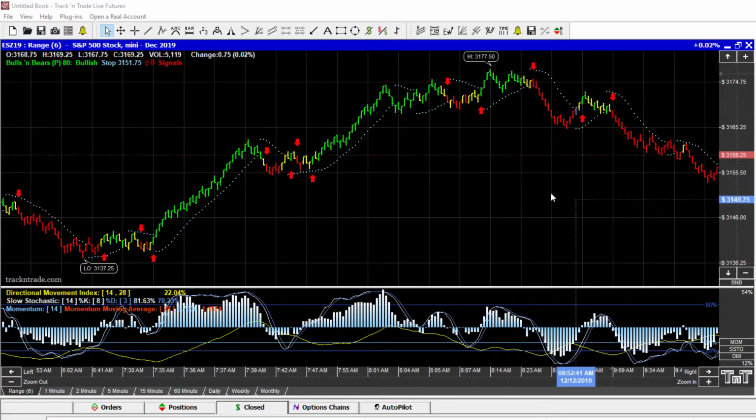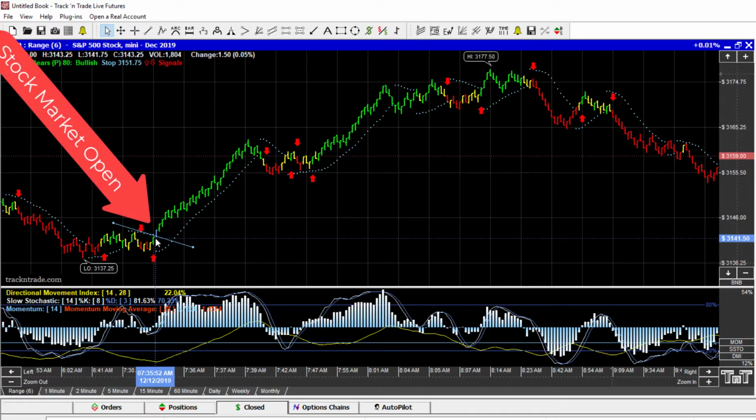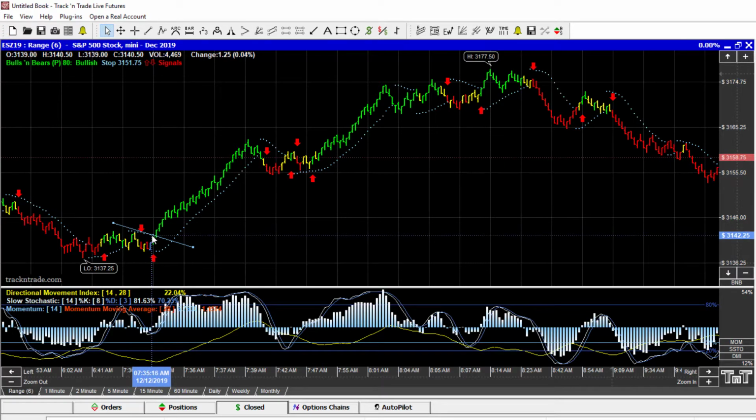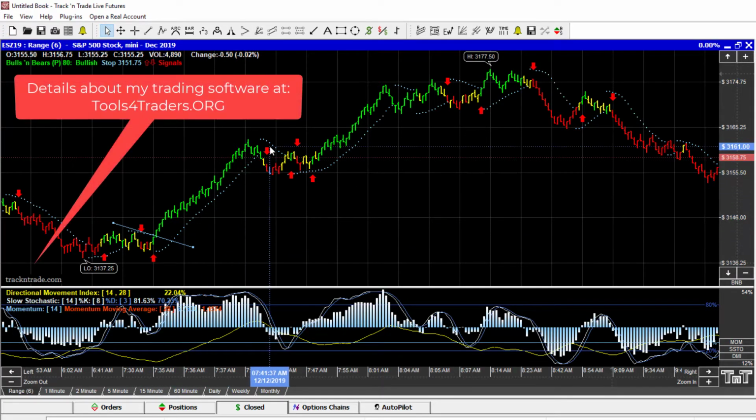So the first thing we want to do is just look right off the bat, first thing in the morning. This market came in with a blue light system crossover right here at the Bulls and Bears launch pad, 7:30 in the morning, right as the market opened. So you can see we got a signal right there, an intercept order from the Bulls and Bears blue light, the arrow, and the market took off like a shot.